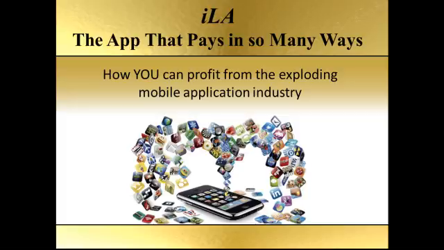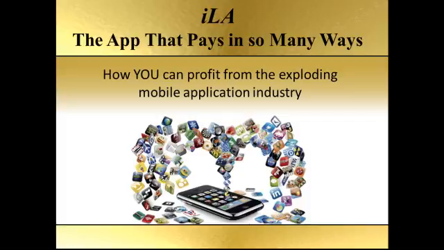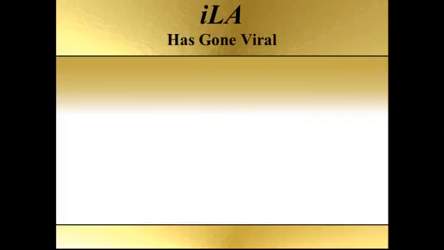Now, before we get into the details of the compensation plan, it's important to let you know that there's a number of reasons as to why iLA has gone viral. You see, we've built some things into it to ensure that it would go viral. For example, with iLA, there is no barrier to entry. It's simply $9.95 a month. It's something that anybody can afford. Basically, 2 cups of coffee at Starbucks. And that being the case, there is no risk. Not at $9.95.